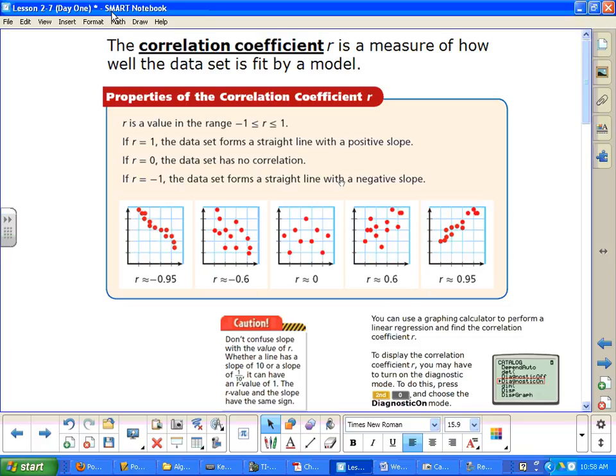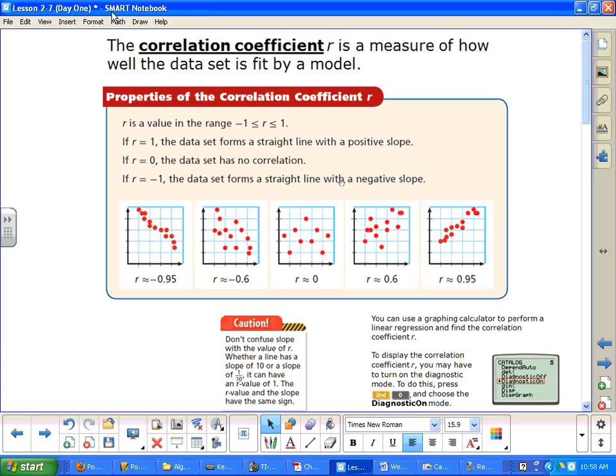Okay, so first of all, we're going to talk about correlation coefficient, which is the letter R. It's a measure of how well a data set is fit by a model. In other words, it tells you how well that data fits a line. If it's closer to -1, like negative 0.95 here, or positive 0.95 here, then all of the data points are going to be really close to a line. All of them in a row.